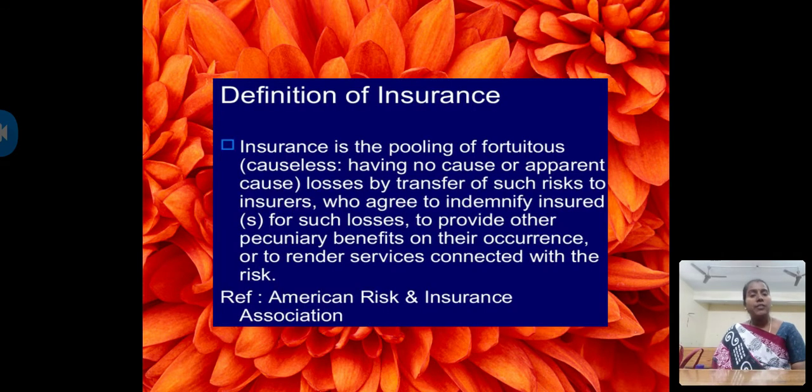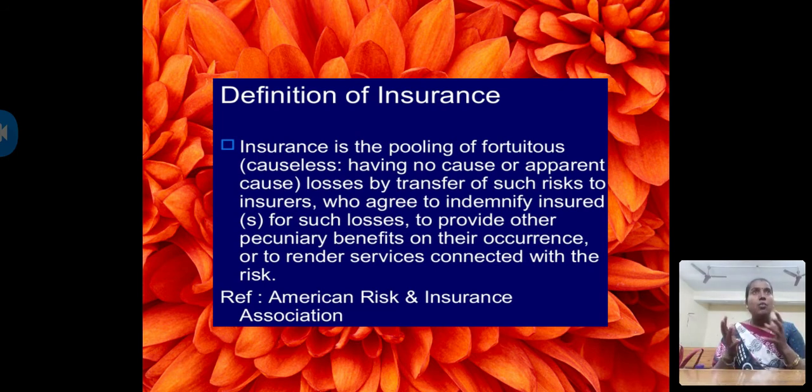The definition of insurance according to the American Risk and Insurance Association is: insurance is pooling of fortuitous losses, meaning unexpected losses. It is planning beforehand and creating finance for the risk that is going to occur in future. So what is the meaning of pooling here?